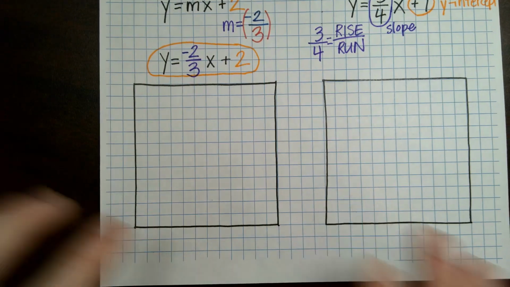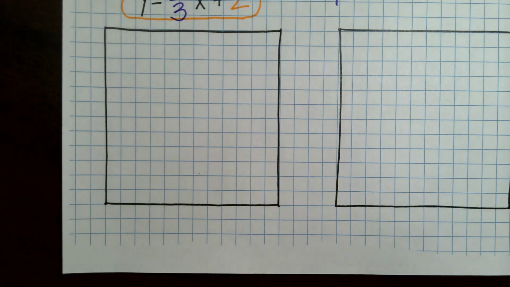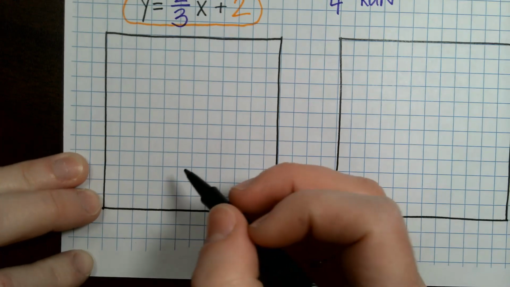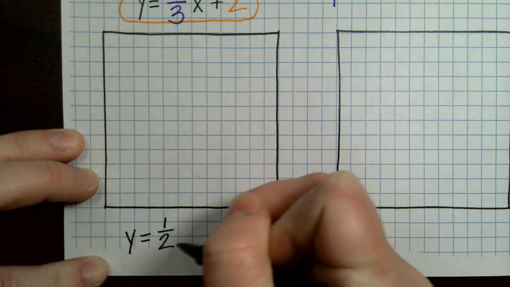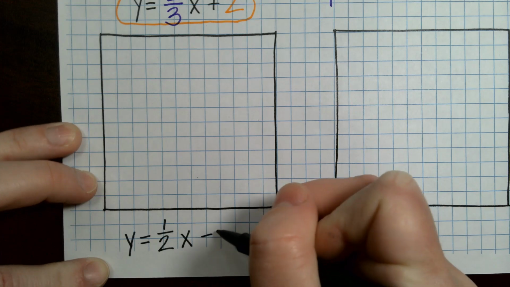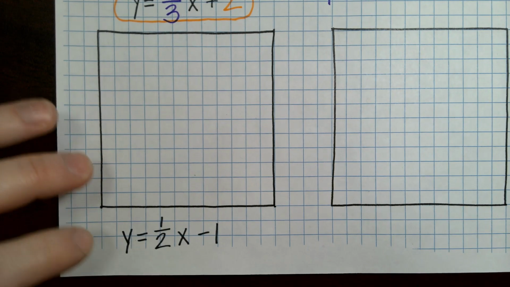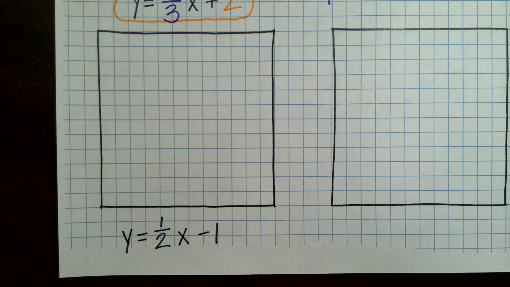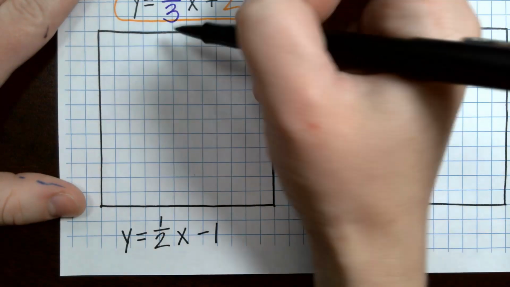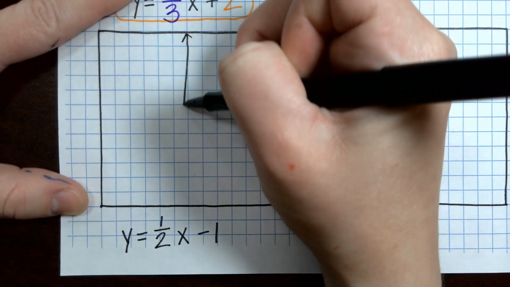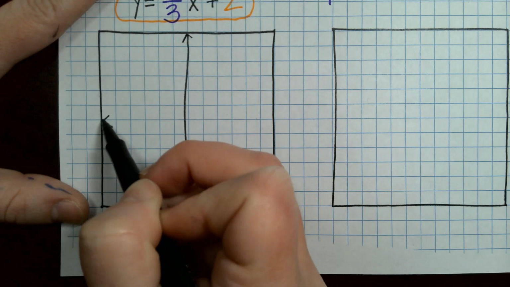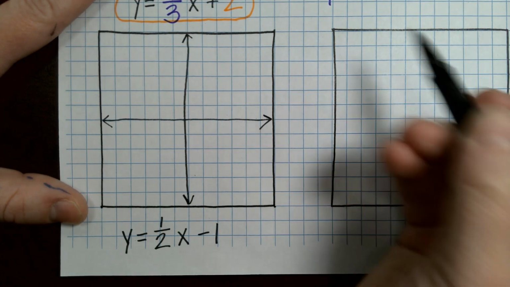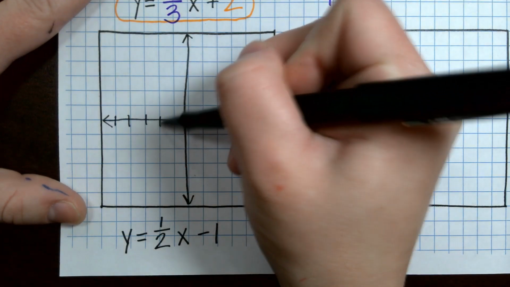Okay, let's do it. So I'm going to move down to this part of my paper, and I'm going to give you another equation. This one is going to be y equals 1/2 x minus 1. So once you've gotten that written down, we're going to draw our x and y axes. Okay, and we'll put some tick marks on there.